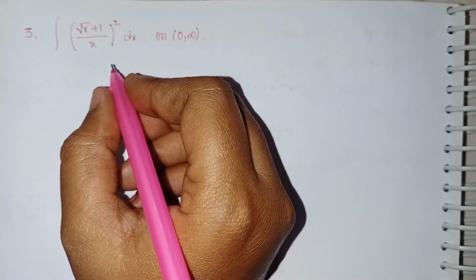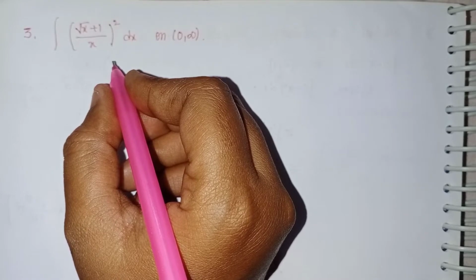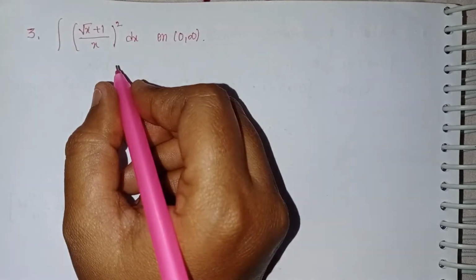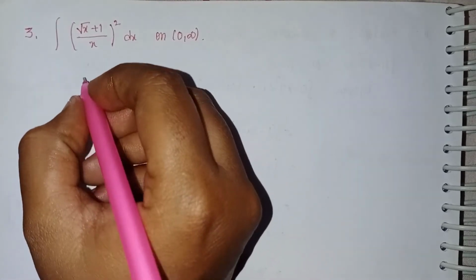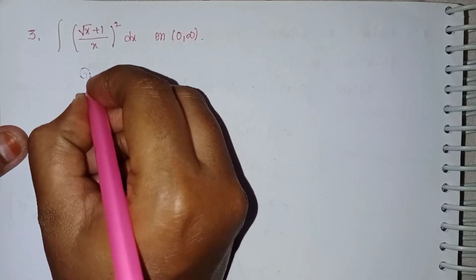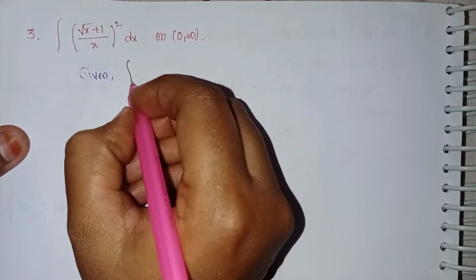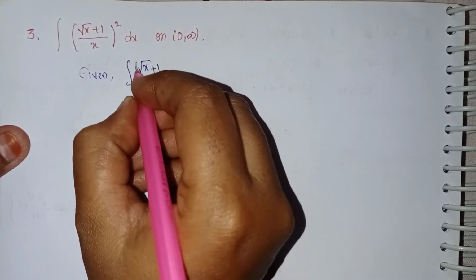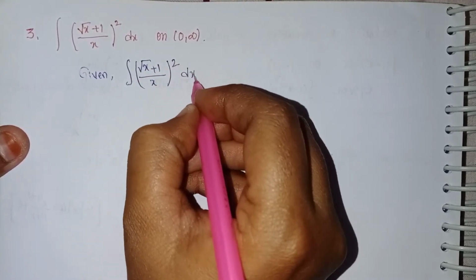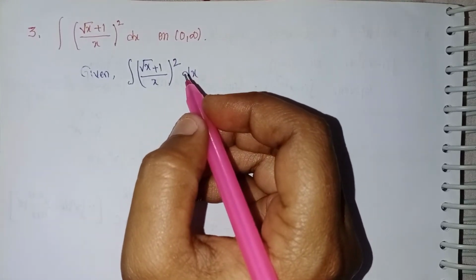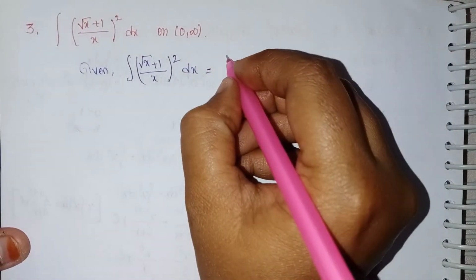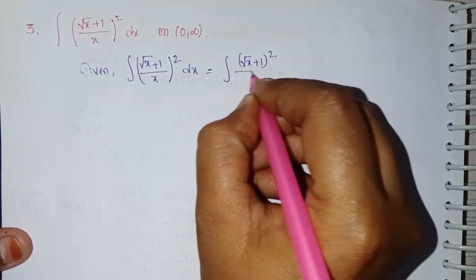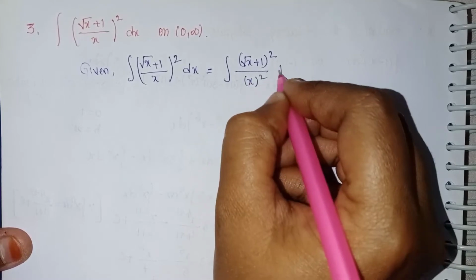Today we will discuss Andhra Pradesh State Intermediate Second Year Mathematics 2B, Chapter 6, Integration, Exercise 6A, Second Roman, Third Problem. Evaluate this one. Given integral of (root x plus 1 upon x) whole square into dx. Integral of (root x plus 1) whole square by x square into dx.